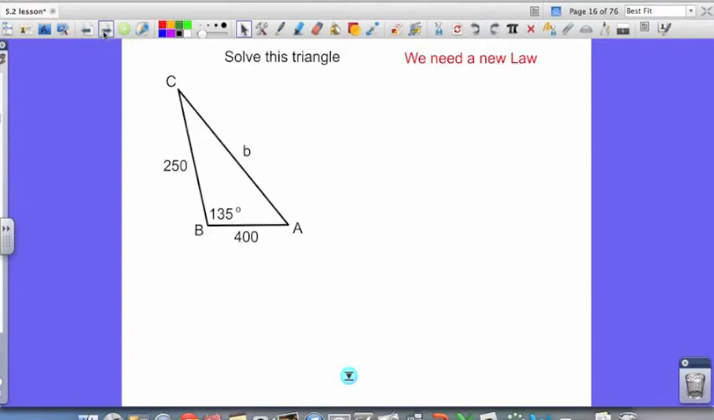All right, so back to our original one. Here we can't find B using the law of sines, so we're going to need a new law, and that is the law of cosines. So here is a formula for the law of cosines. It's pretty straightforward. B squared equals A squared plus C squared minus 2AC times cosine of angle B.